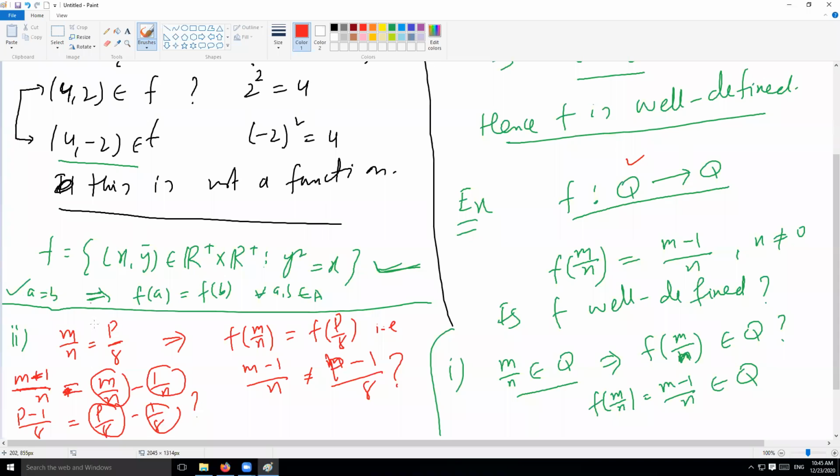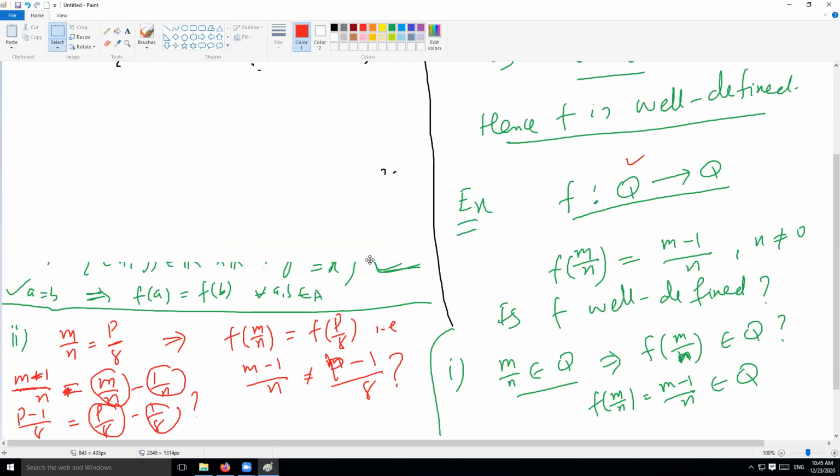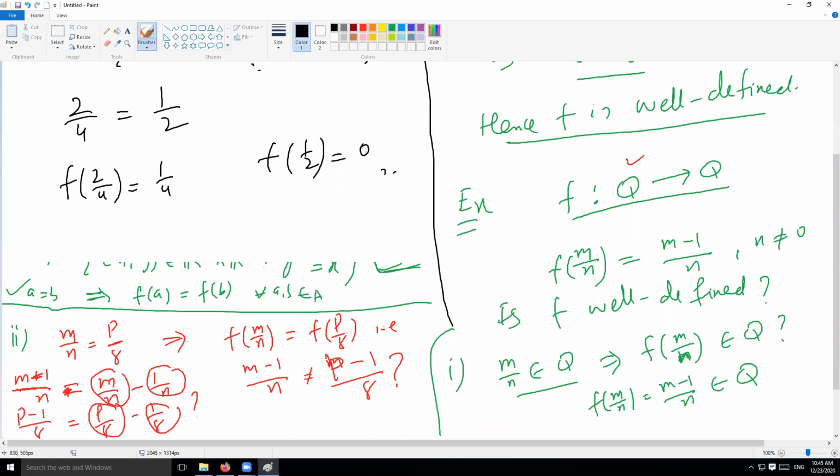So for example, let's take a concrete example. You have to be careful. Don't jump to conclusions. Let's take 2 upon 4 and 1 upon 2. Are they equal? Yes, they are equal, right? What would be f of 2 upon 4 by this definition? It's going to be 1 upon 4. What would be f of 1 upon 2 by this definition? 0 over 2, which is 0.